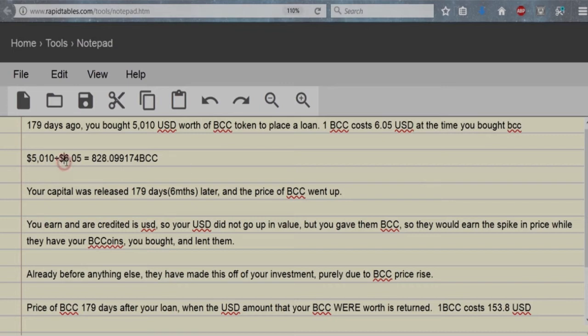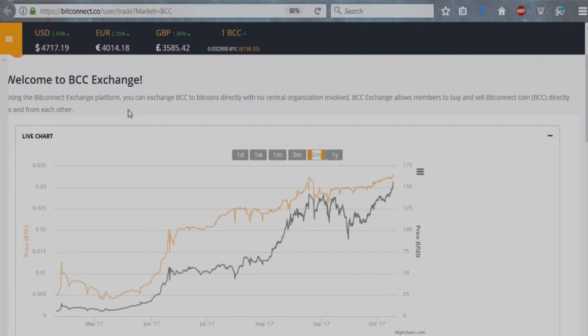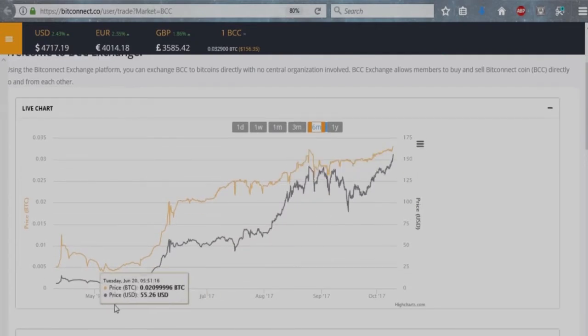Where do we get 5,010? Well, that's your loan amount, if you use dollars. Where do we get $6.05? We go to the Bitconnect charts. Here we are at the charts, and $6.05 is somewhere here.